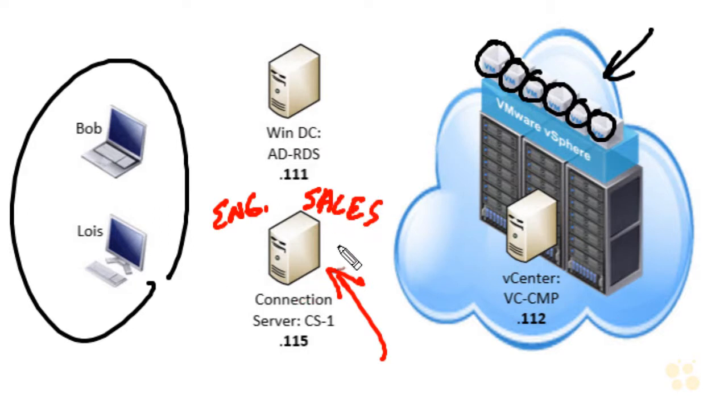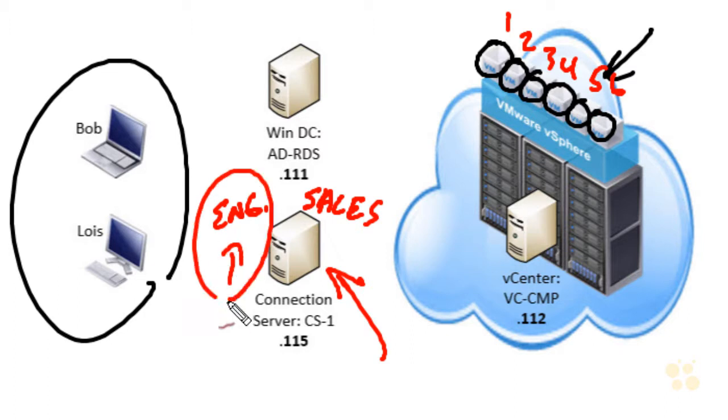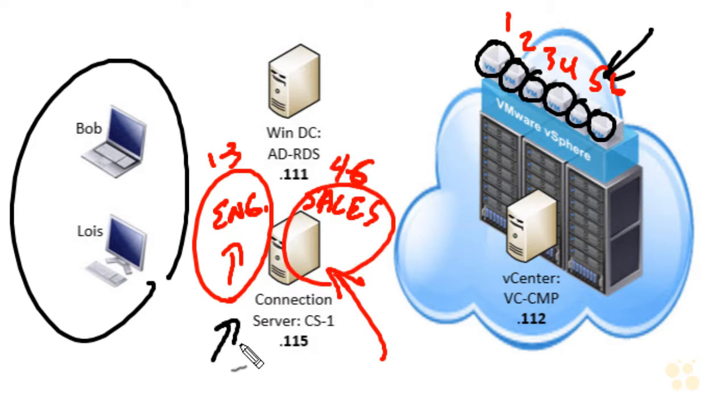And then once inside of View, once we've defined these pools, we then populate those pools with one or more VMs. So for example, if these VMs were numbered 1, 2, 3, 4, 5, and 6, maybe we put VMs 1 through 3 into the engineering pool, and we put VMs 4, 5, and 6 into the sales pool. And then the last piece of this puzzle is inside of Horizon View Administrator, we can specify which users or groups of users are allowed to use resources in these pools.